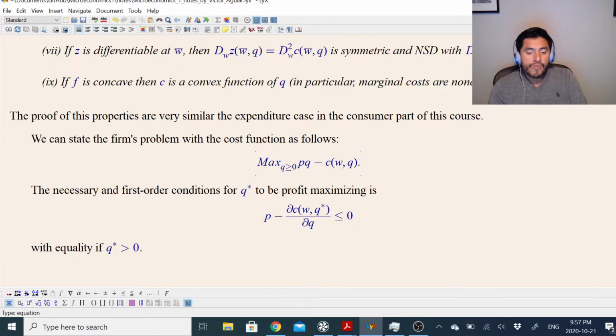So now the necessary condition for this is basically that prices are equal, in the interior case, to the marginal cost. So this is basically the famous equation in econ: marginal revenue is equal to marginal cost. And then again, because we have corner solutions, we allow for an inequality. It is an equality whenever you have non-corner solutions, positive quantities.